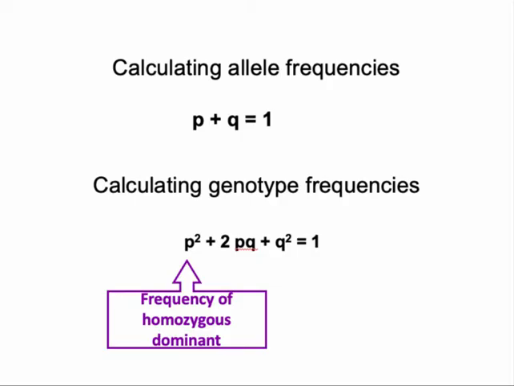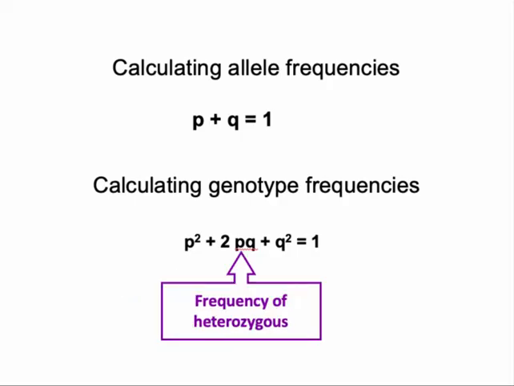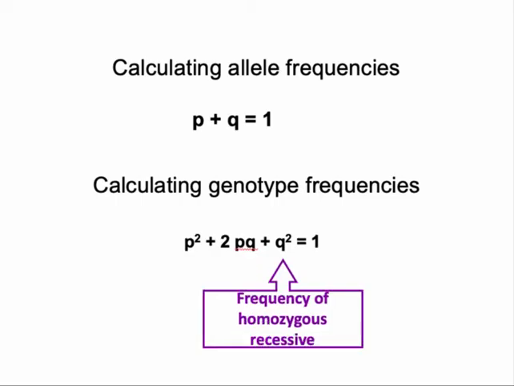I encourage you to review the rules of probability so that you know when you're adding and multiplying probabilities. The frequency of heterozygous is given by the term 2pq, which is the chances of having one dominant allele and one recessive allele, plus the chances of having a recessive allele and a dominant allele. Since there are two ways in which you can be heterozygous, you can get a dominant allele from your mother or from your father, and a recessive allele from either your mother or your father. And the frequency of the homozygous recessive is given by the term q squared. This is the proportion of the recessive alleles in the population, squared.